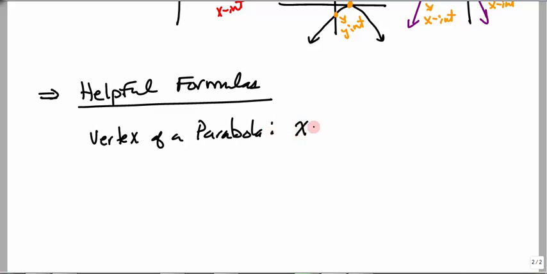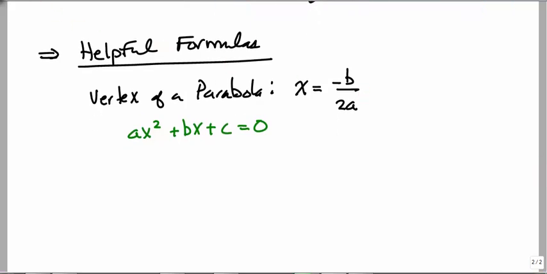The x value for the vertex of a parabola is equal to minus b over 2a. And then the y value, I would just plug in the x value to find that. Now where does the minus b and the 2a come from? Remember, the standard form of the equation of a quadratic is ax squared plus bx plus c equals 0. So the a and the b, that's where they come from. Now another nice formula to know is the standard form of a parabola. Now we can graph many parabolas in non-standard form.